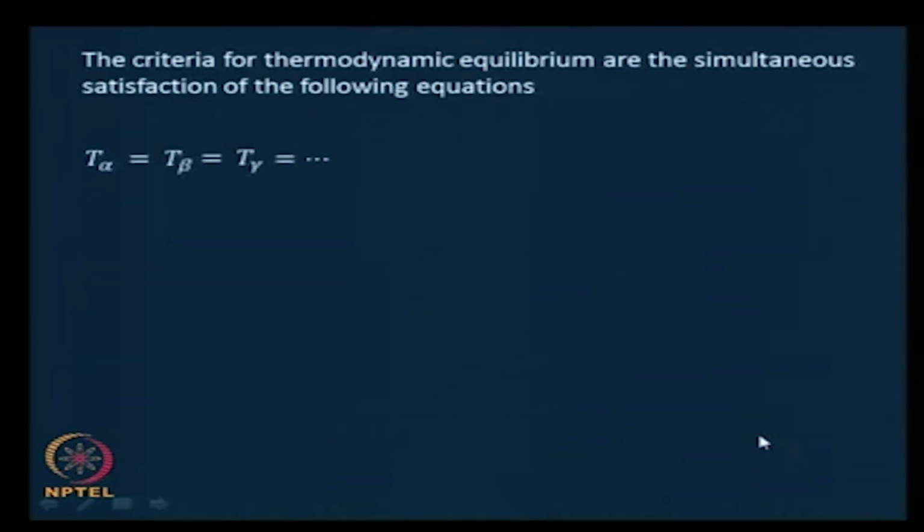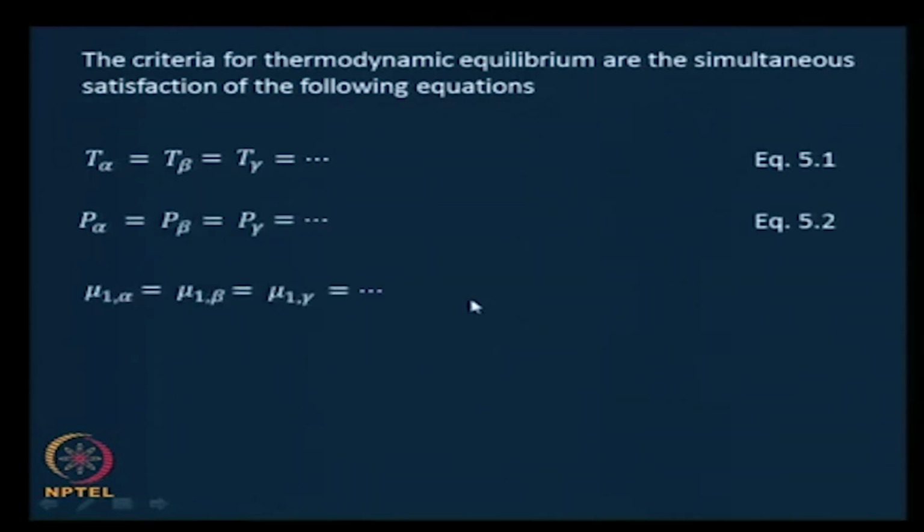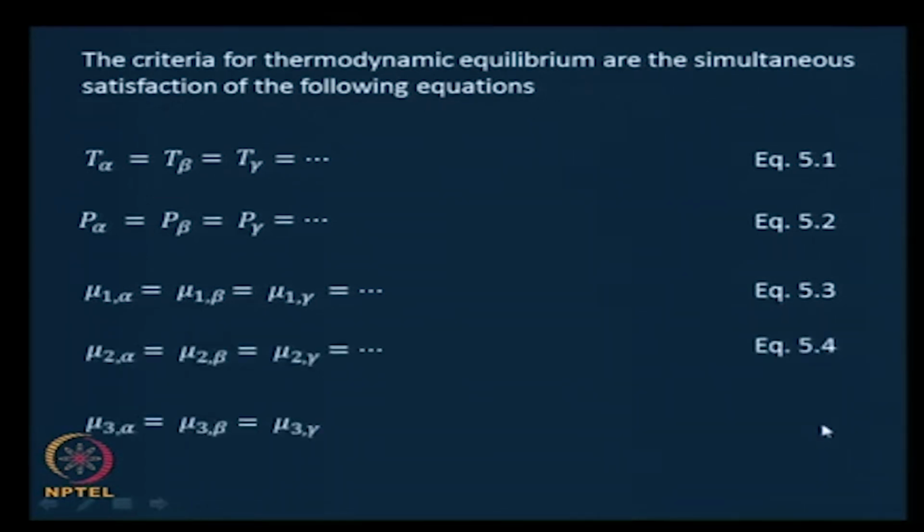This is the one take home message if you want to remember many years after this course. It is this: at thermodynamic equilibrium you need satisfaction of thermal equilibrium, mechanical equilibrium, and chemical equilibrium, as given from equations 5.3 and so on. This says that the temperature of the various phases in equilibrium must be equal for thermal equilibrium, the pressures of the various phases in equilibrium must be equal for mechanical equilibrium, and the chemical potential of each of these species in the various phases must be equal.